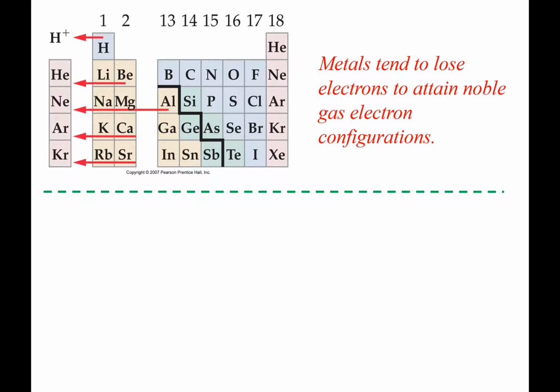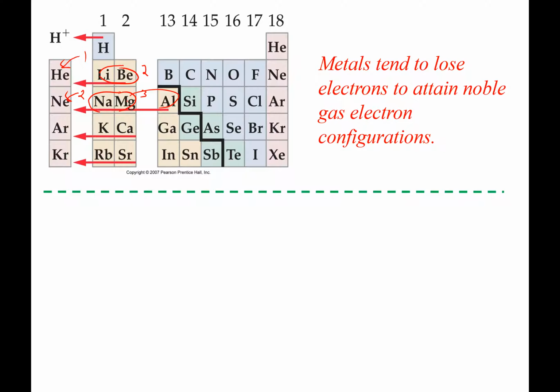Anyway, we see the jagged line, and the things on the left of it are metals. We're going to see that they lose electrons to become like the rare gas in the period before them. See how this is all shifted? Lithium and beryllium are period 2, but helium is period 1. Sodium and magnesium are period 3, and neon is period 2. And I should have circled aluminum.